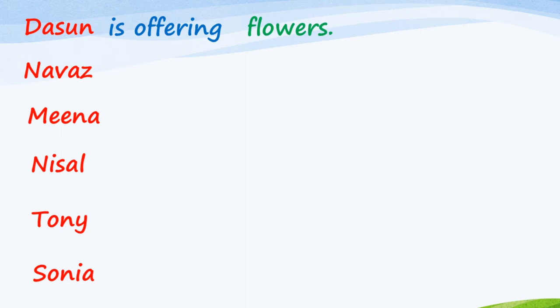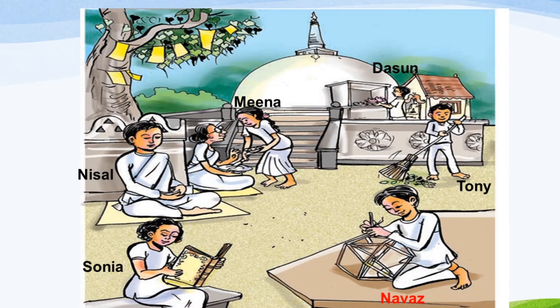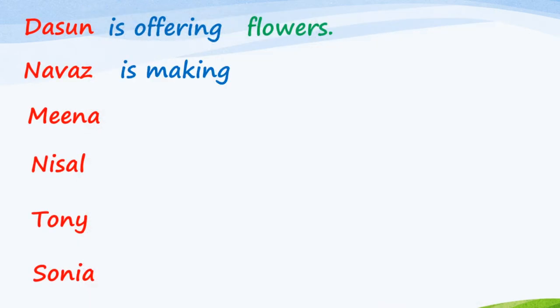Offering. Dasun is offering flowers. Namas. Let's see Namas. Namas is making Vesak lanterns. Navas is making Vesak lanterns.